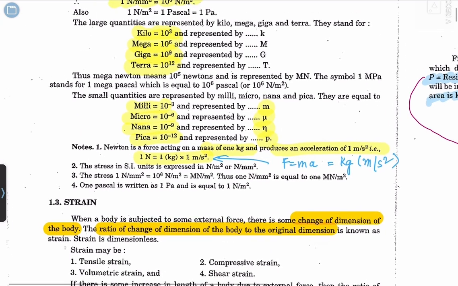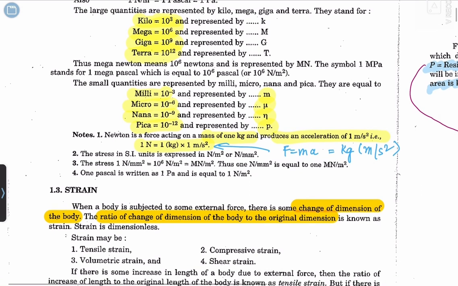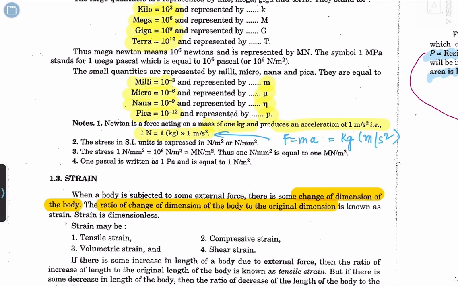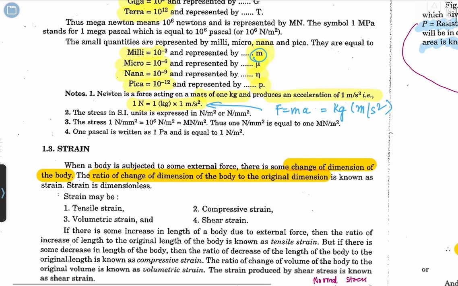That is clear. Now, kilo is 10 to the power 3, mega is 10 to the power 6, giga is 10 to the power 9, tera is 10 to the power 12. Milli is 10 to the power minus 3, micro is 10 to the power minus 6, nano is 10 to the power minus 9, pico is 10 to the power minus 12. All the negative prefixes are written in small letters: m for milli, small micro symbol for micro, n for nano, and p for pico.